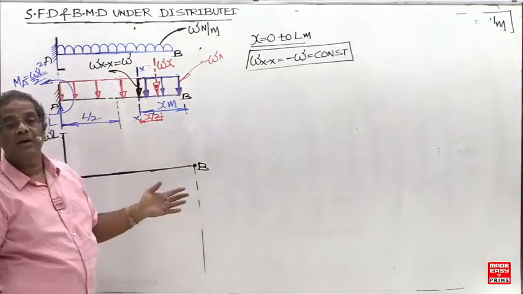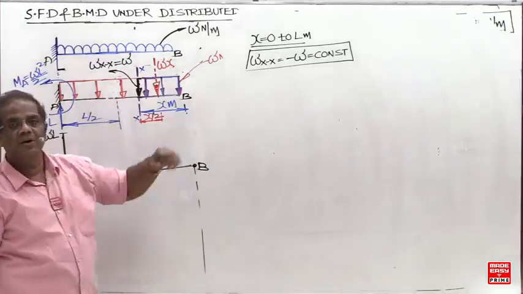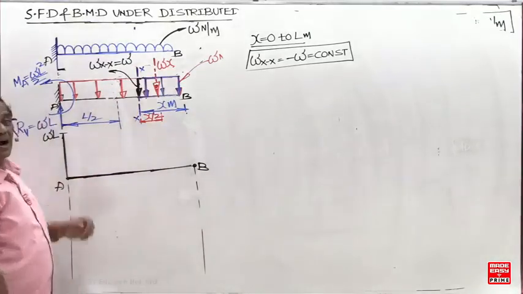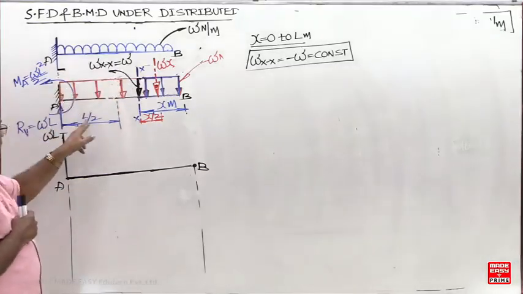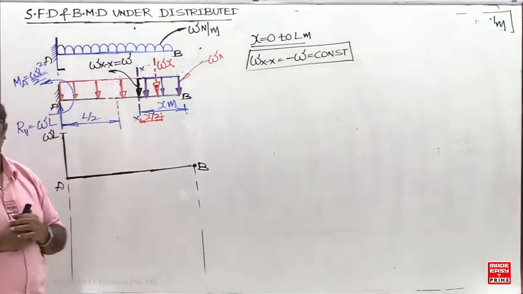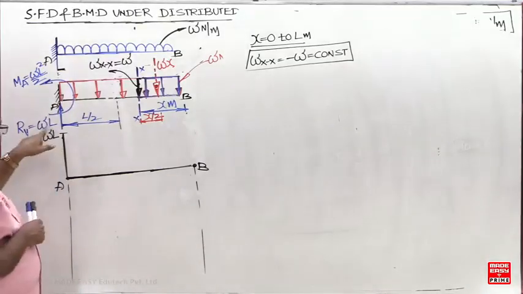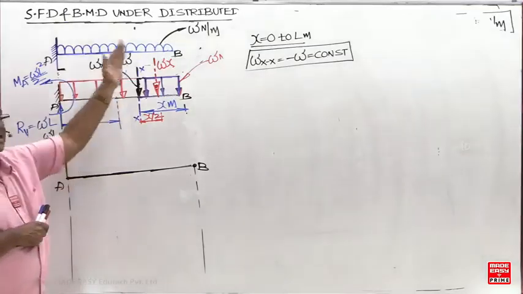Algebraic sum of the constant point loads either on the right side or on the left side. I am taking the right side only. Why not the left side? On the left side, how many constant point loads are there? Two: one vertical reaction and the total load of this portion. Right hand side, only one constant point load. That's why I have taken the right side.